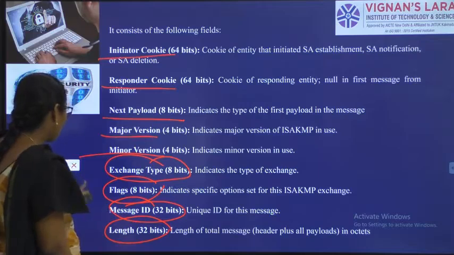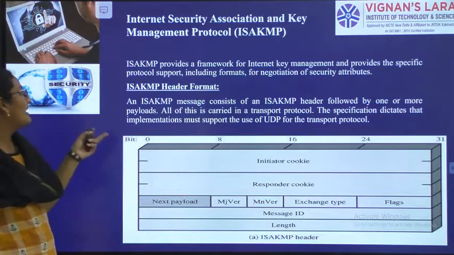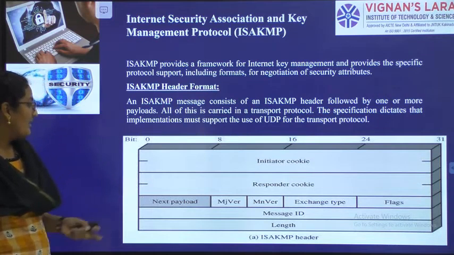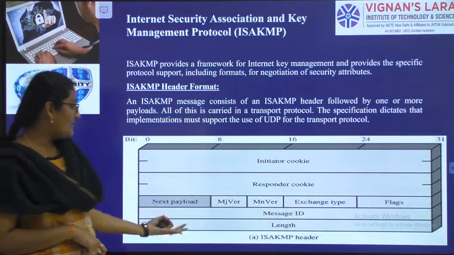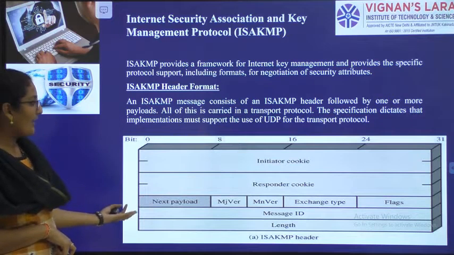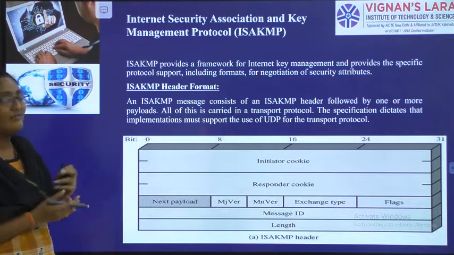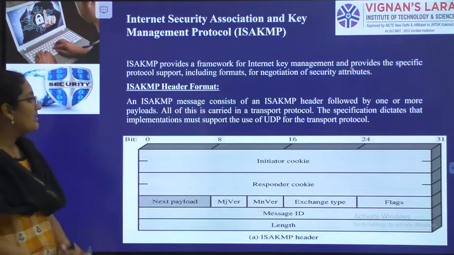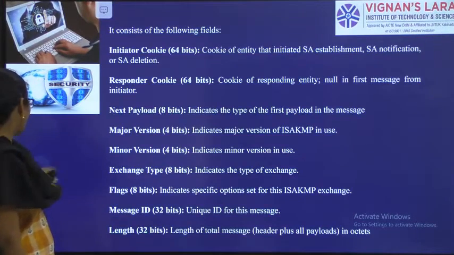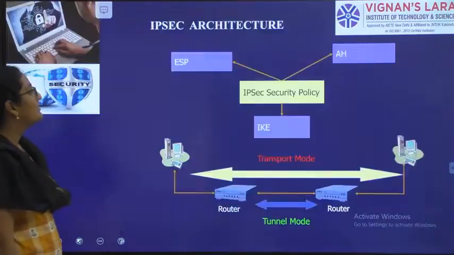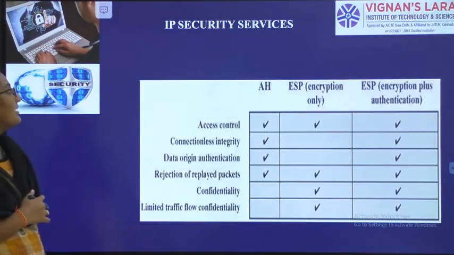So first one, initiator cookie, nothing but sender, 64 bits. Responder cookie, nothing but receiver, 64 bits. Next payload, 8 bits. Version, 4 bits: major version 4 bits, minor version 4 bits. Exchange type, 8 bits. Flags, 8 bits. Message ID, 32 bits. Length, 32 bits. So what all we have? Major version, minor version, next payload, message ID, length, exchange type, flags, initiator cookie, responder cookie.